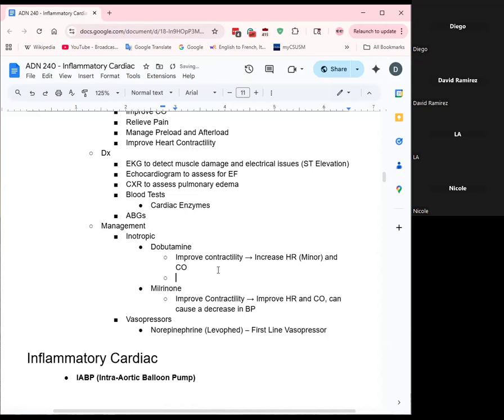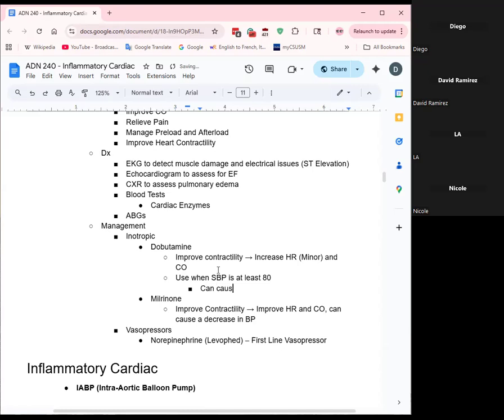And I guess a little thing here is you want to use it when systolic blood pressure is at least 80, and the reason why is because it can increase the heart rate. So it could cause reflex hypotension due to the increase in heart rate if it's going too much. And if their heart rate's already super high, it might cause that increase, and then your blood pressure compensates for your heart rate.